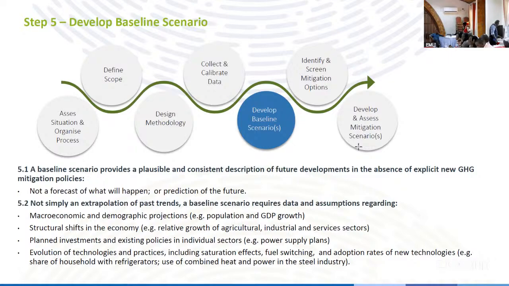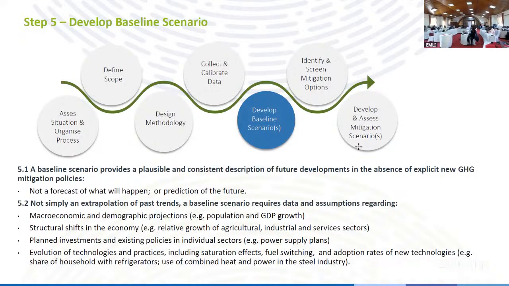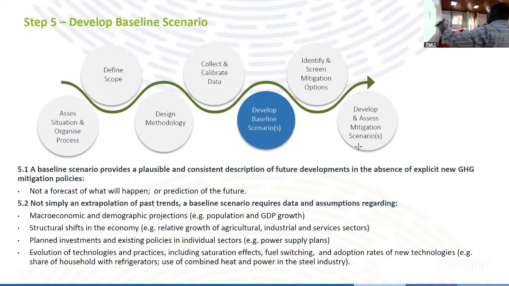So, as you have the collection of the data, the next step is that you come up with the scenarios. And I told you, you have what we call the business as usual scenario, and then the mitigation scenario. The business as usual scenario is what we are calling the baseline scenario in this case. So it just gives you some kind of description of possible future developments in the absence of any new mitigation actions that you do.